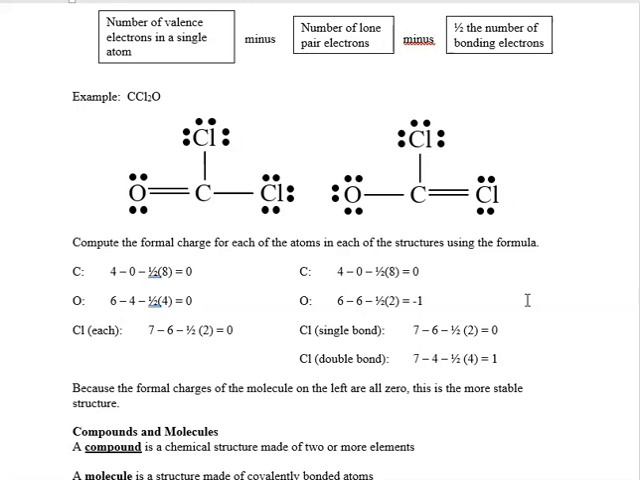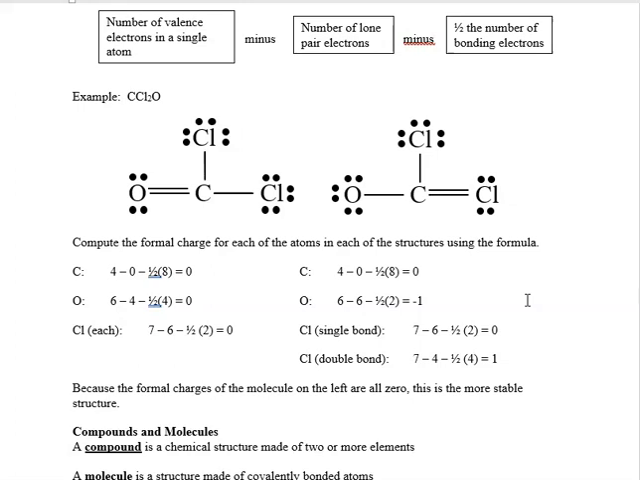So let's take a look at that. So carbon, let's take the carbon again. Now we're over on the right-hand side structure. Carbon has the 4 valence electrons. It doesn't have any lone pairs, and it has 8 bonding electrons because each of those lines represents 2 electrons. So that's half of 8. So 4 minus 0 minus 4 is 0. So it's exactly the same as the other side.